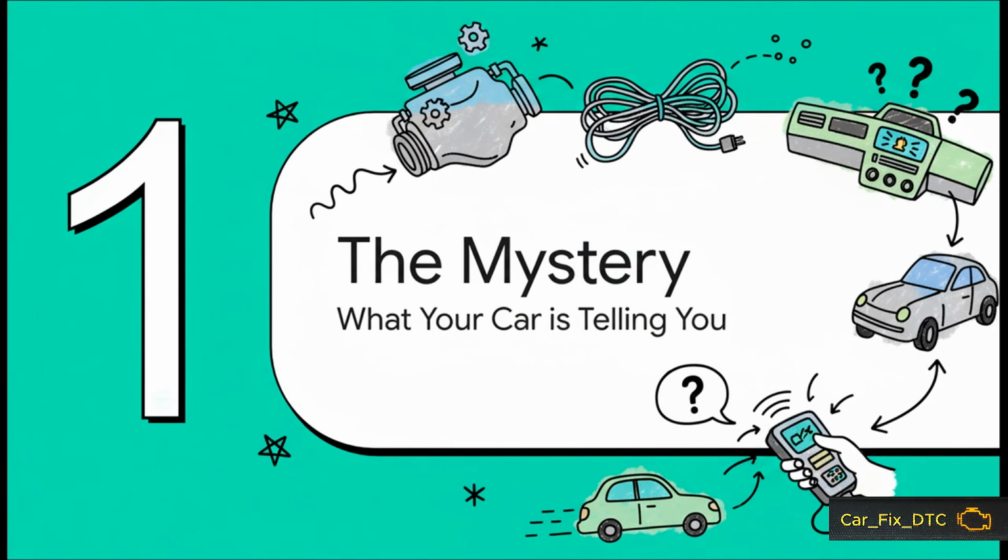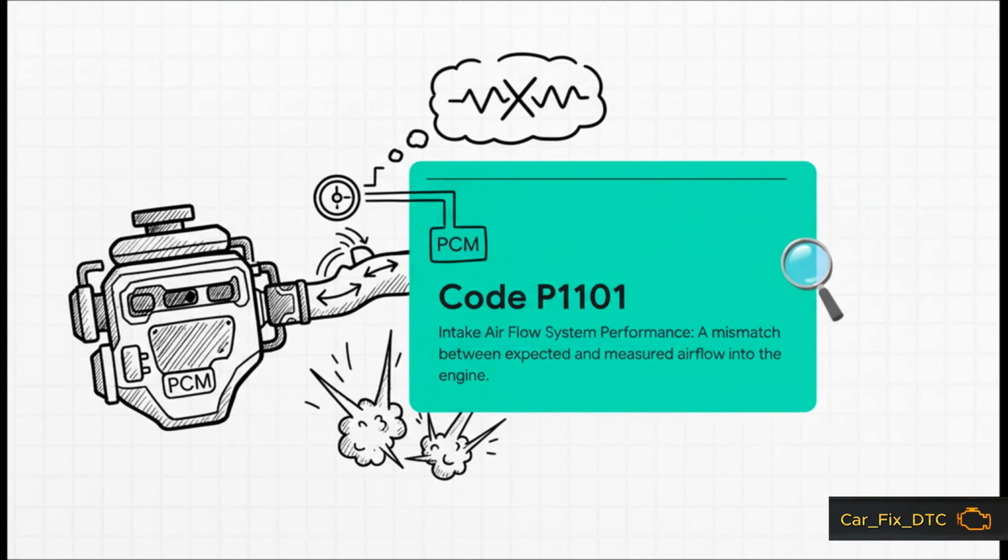Okay, so just like any good investigation, we have to start by understanding the message. What is your car actually trying to tell you with this P1101 code? So here's the deal in plain English. Your car's brain, the computer, is basically confused. Think of it like this. It expects a certain amount of air to be coming into the engine, but its main sensor is reporting something totally different. And that's a big problem, because when those two numbers don't match, the computer can't create the perfect air-fuel mixture. The whole system gets thrown off.